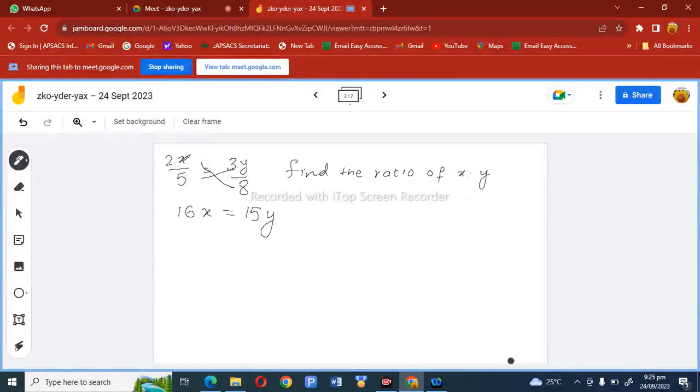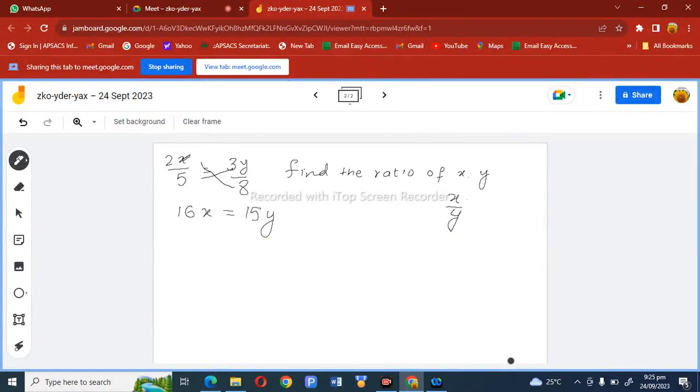So what does it mean? It means that we have to find out x over y. We can write x ratio y in the form of a fraction, which is x over y. So this is what we have to find. Now we have to rearrange this in a way that we can get x over y. So x is already here. So we need y.